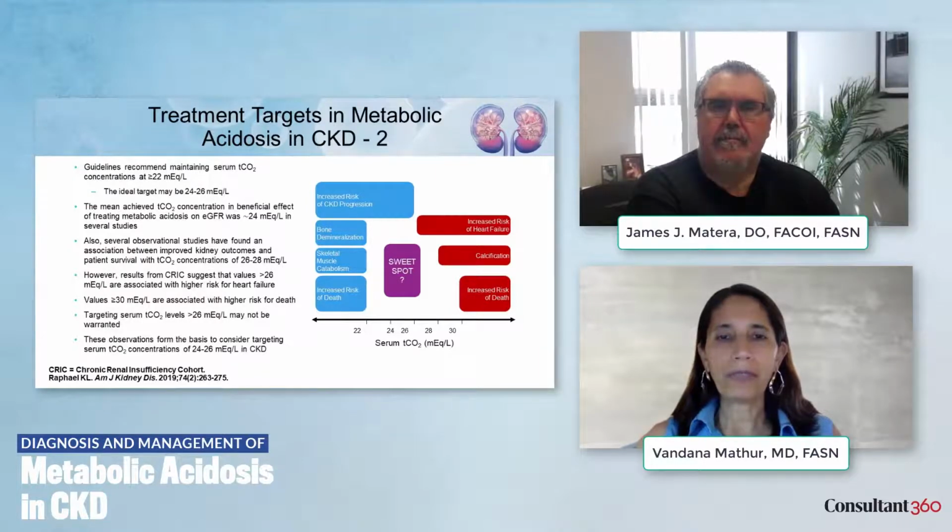But honestly, I think for most of these people with metabolic acidosis, just getting them into the normal range is challenging. And I think it would be very difficult to overcorrect in a lot of these patients, just because they're starting out with quite low bicarbonate levels.